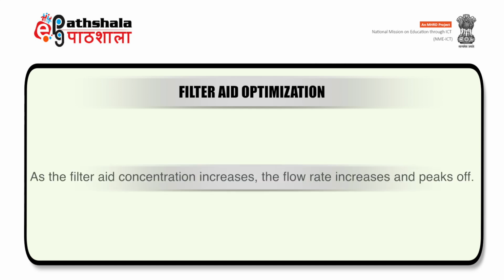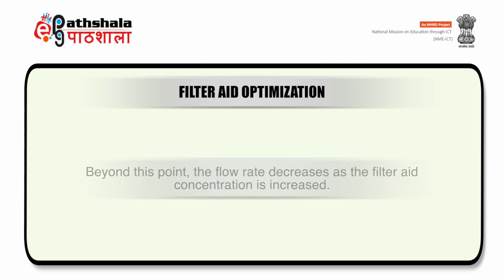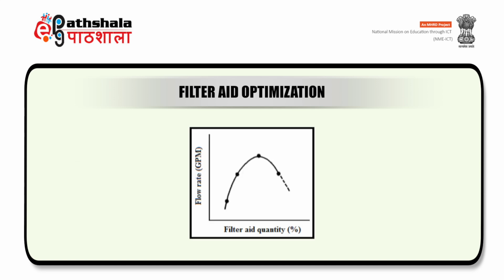Now we come to filter aid optimization. As the filter aid concentration increases, the flow rate increases and peaks off. Beyond an optimum quantity, the flow rate decreases as the filter aid concentration is increased, as depicted in the graph which is being shown on your screen.